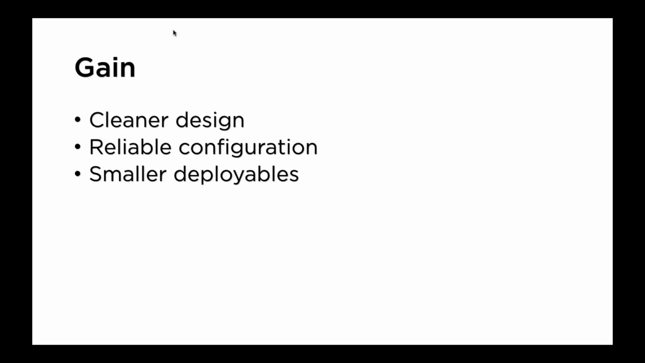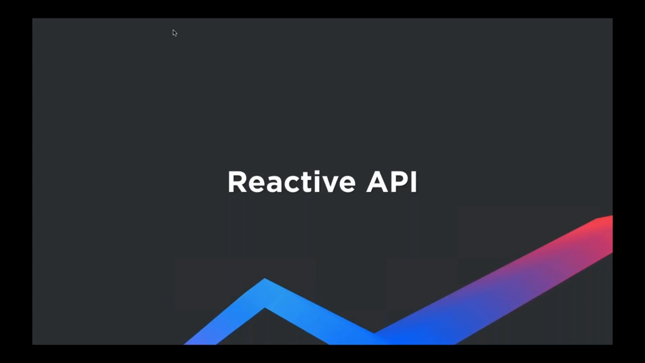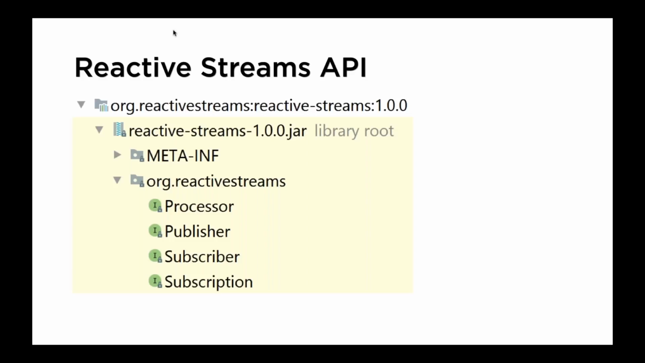Smaller deployables. So I mentioned this when I talked about JLink. The point here is that now we're in a modular world, we can pick and choose which modules we want to deploy, and we can bundle all of those up, just the modules we want, and deploy them into the cloud or onto an Internet of Things device or wherever we want to, and we can have a much smaller footprint of our applications, which is definitely a good thing.